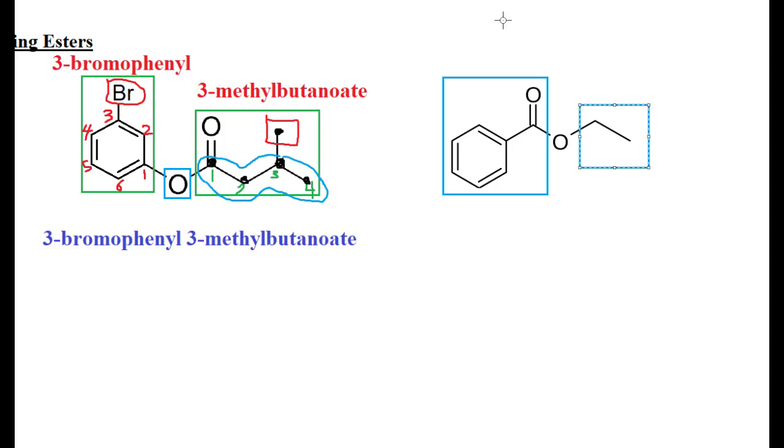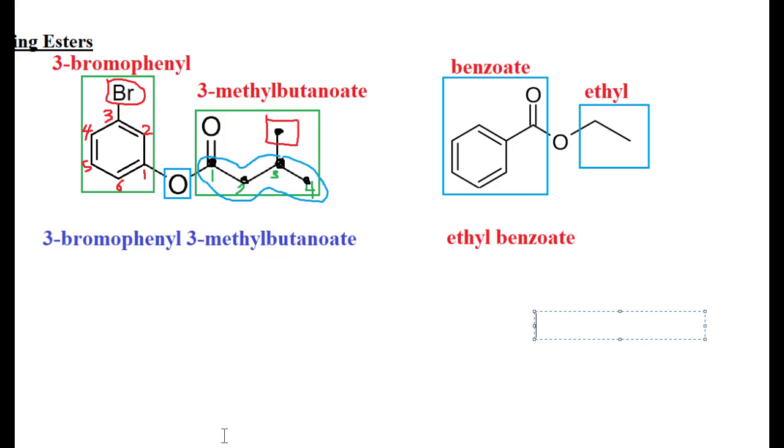When the carbonyl on the more important side is directly connected to a benzene ring, we can simply call this benzoate. Now the less important side here, the 2 carbons side with no double bond O, is just going to be called ethyl, a 2 carbon branch. So then the name of this compound would simply be ethyl benzoate.